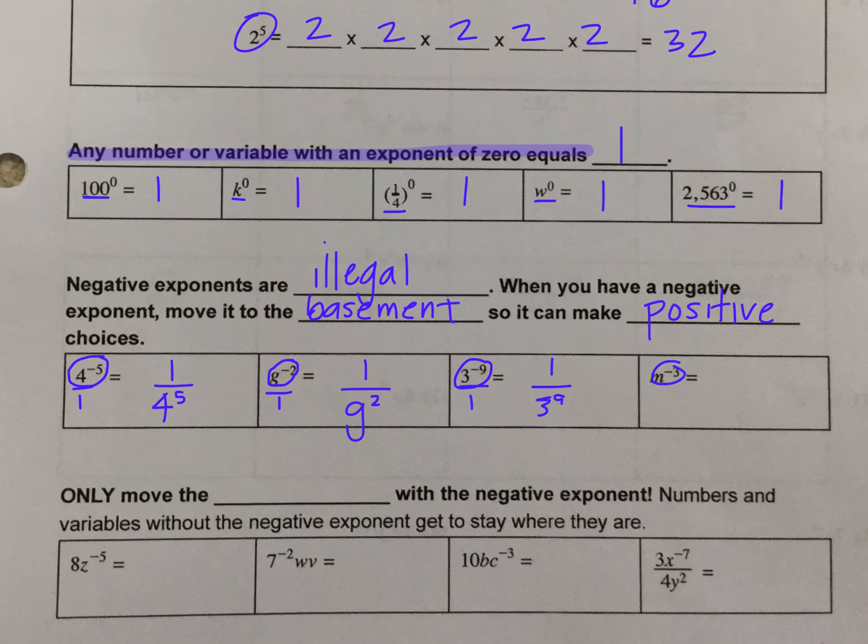m to the 3rd, same thing. He's being nasty. He has to go to the basement to be positive. All right? But when we have these next examples, there's more than just one little number in them. We only move the base to the basement when it has a negative exponent. If there's no negative exponent, it gets to stay where it is. It's already being good.